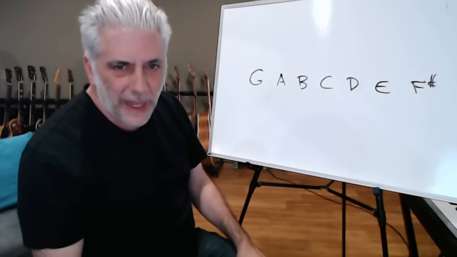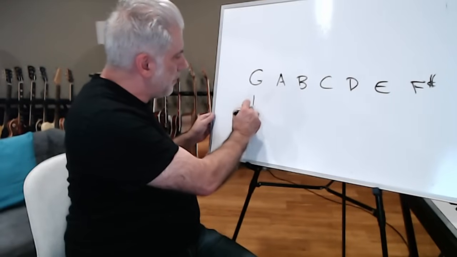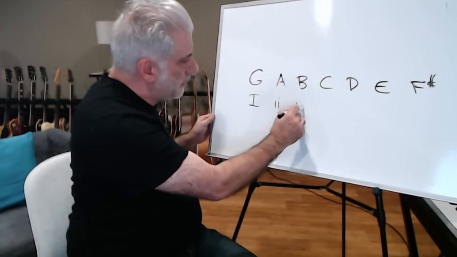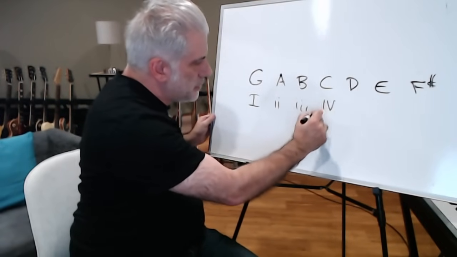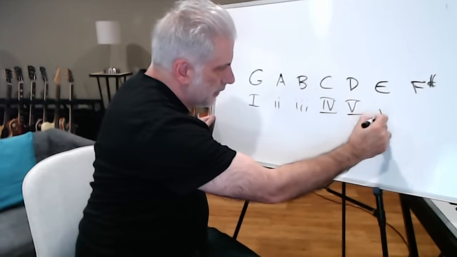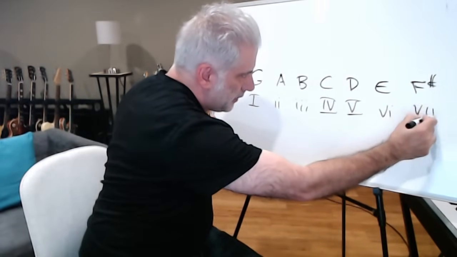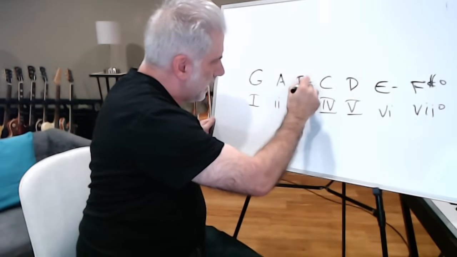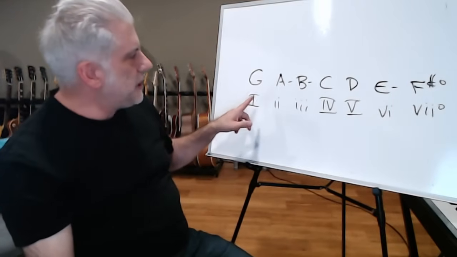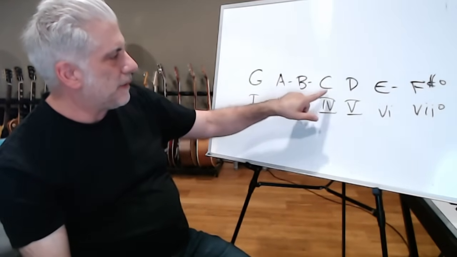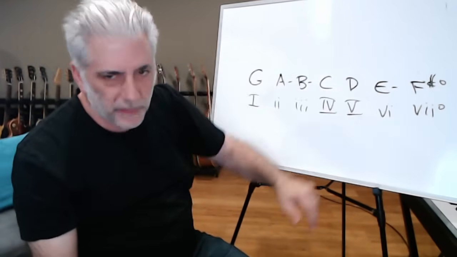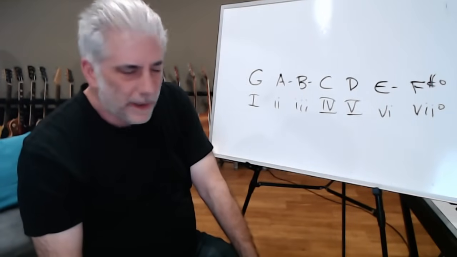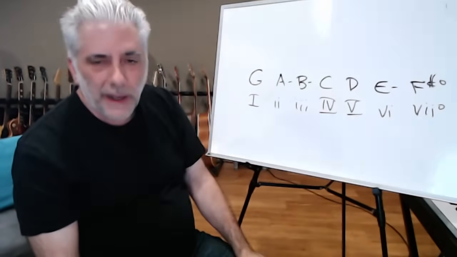So then what do you do with that? Well, you just plug in the Roman numerals. 1, 2 is minor, 3 is minor, 4 is major, 5 is major, 6 is minor, and 7 is diminished. Okay, then I just plug them in here. So in the key of G, you have G major, A minor, B minor, C major, D major, E minor, F sharp diminished. Okay? That is the key of G major.